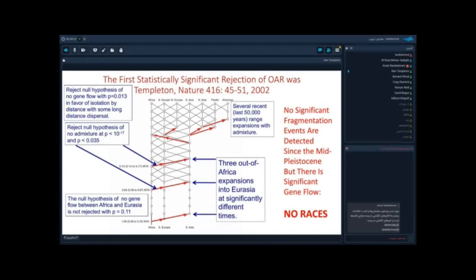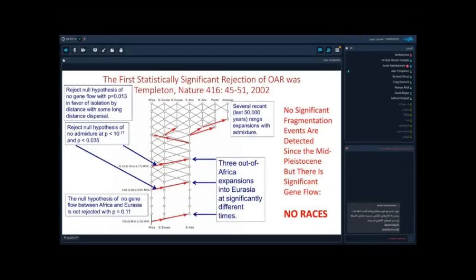Then the next thing that occurs in this is another out-of-Africa expansion event, and this is the one associated with anatomically modern humans. And here, once again, you notice it doesn't break the lines of descent because there was admixture. And here you reject the null hypothesis of no admixture at a P level of 10 to the minus 17th. The genetic data, even available in 2002, not using ancient DNA, was so strong we could completely eliminate the out of Africa replacement hypothesis. There was no out of Africa replacement, and we've known that conclusively since at least 2002.